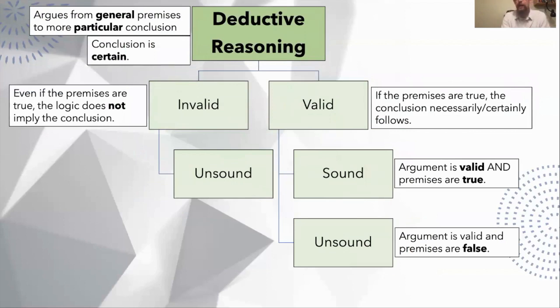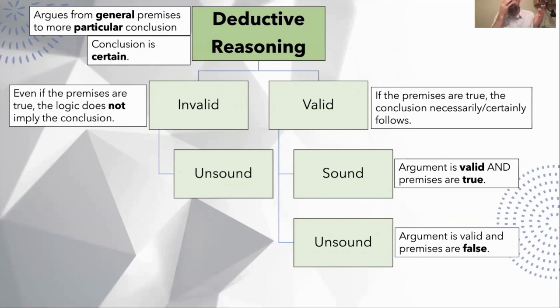So now you see in the top box, now we're looking at deductive reasoning. And I've left the definition up there, that deductive reasoning argues from general premises to a more particular conclusion. And by argue here, I don't mean an argument like where two people are fighting. I just mean an argument where somebody is taking statements about reality, about the world, about their situation, and organizing those statements in such a way that you can reach a conclusion.